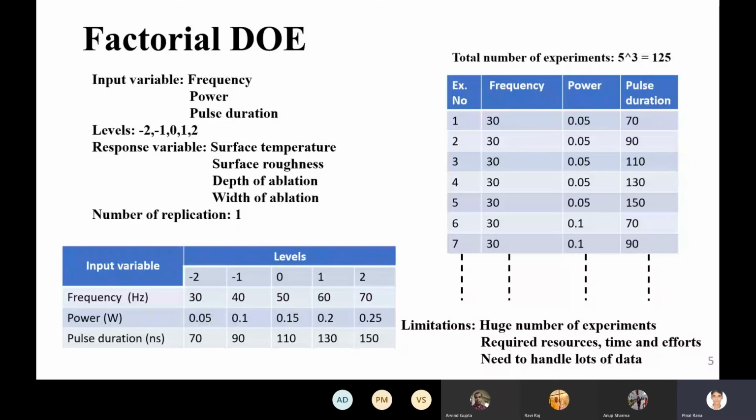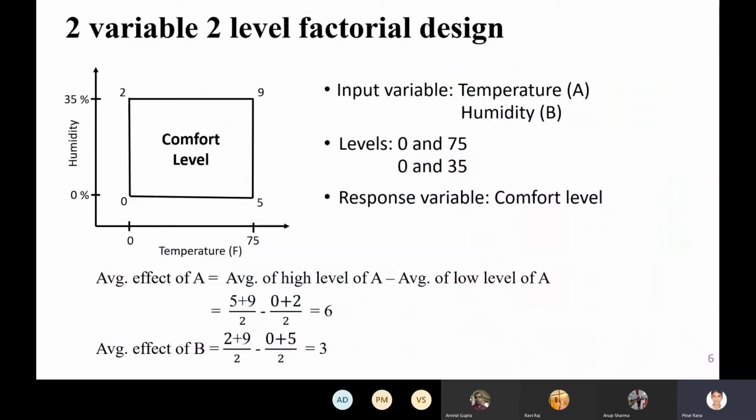Now I suggest everyone take a pen and paper, so you will better understand what's going on in the presentation. So now we see the factorial design with two levels and two variables. Let's take two input variables: one is temperature and another is humidity. So 0 and 75 Fahrenheit are the two levels of temperature, and 0 and 35 are the two levels of humidity. And the response variable is the comfort level.